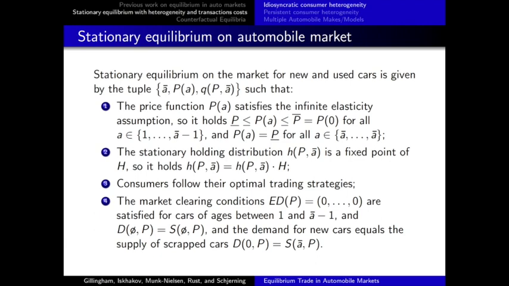So here's the stationary equilibrium of the automobile market. It's just formalities. It's a tuple of A bar, which is the scrap age, a price vector, and the ownership distribution of cars. Sorry, this should actually be the holdings distribution. This should be age, but here it doesn't make a difference. We're going to define Q later on as being the part with the outside option inside.